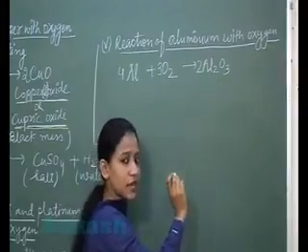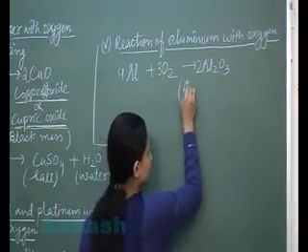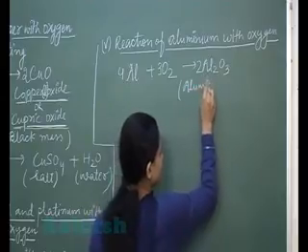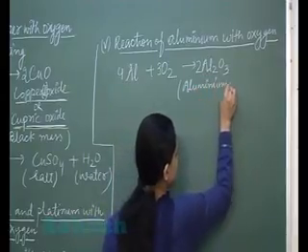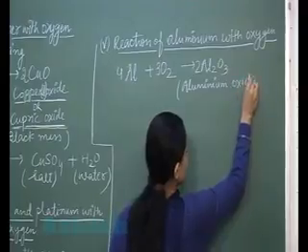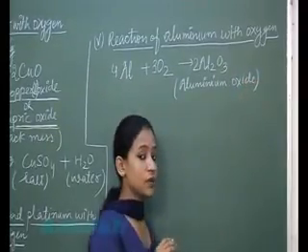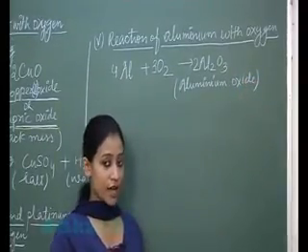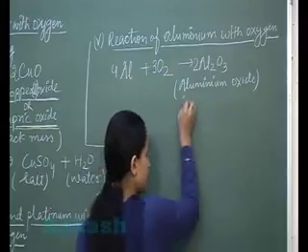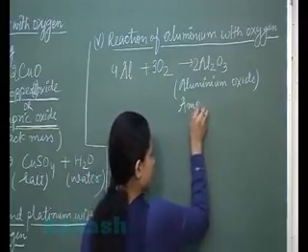Now students, what is the nature of aluminium oxide? This is aluminium oxide. What is the nature of aluminium oxide? Students, aluminium oxide is amphoteric in nature.